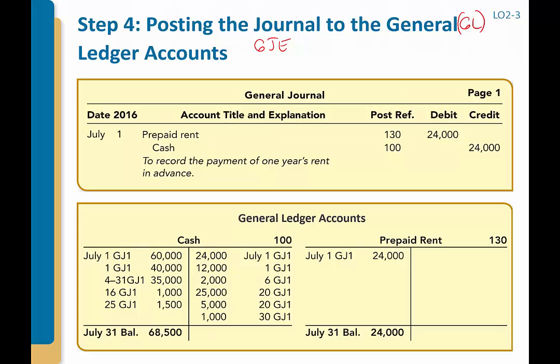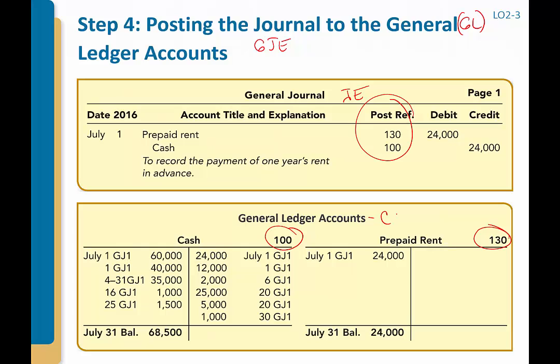So in this case, we are looking at our general journal, and our general journal are our journal entries. And we're seeing all the ones that we recorded in July, for example, our prepaid rent and our cash. And here you see the post reference is the general ledger account numbers.